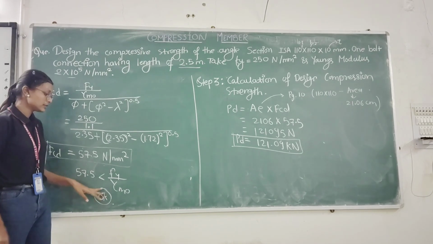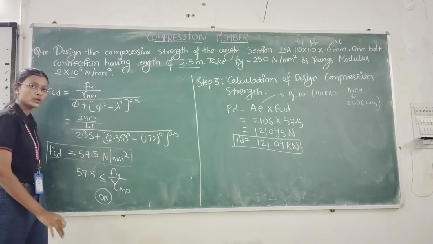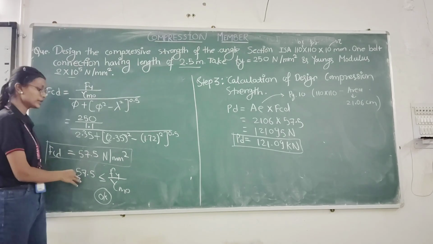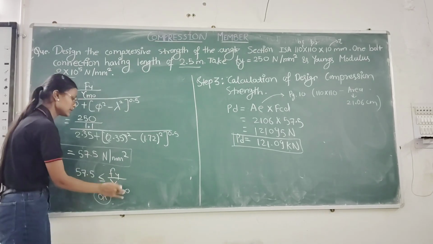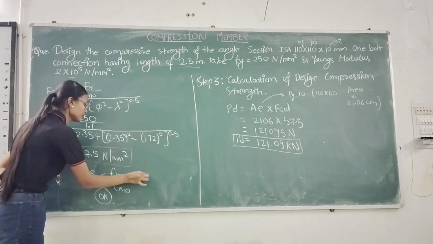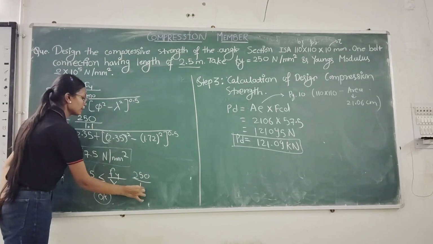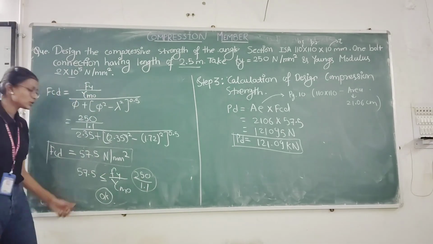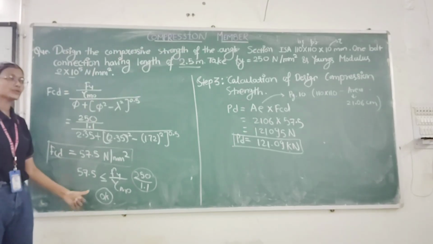Then check that it will satisfy the condition fy upon gamma m0 or not. According to it, we will satisfy this condition. The value of fy is 250 and the value of gamma m0 is 1.1. So our calculation from step 2 is okay.